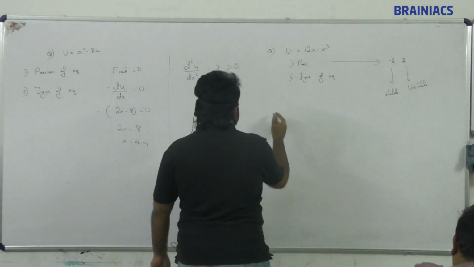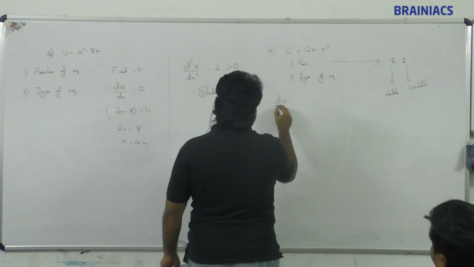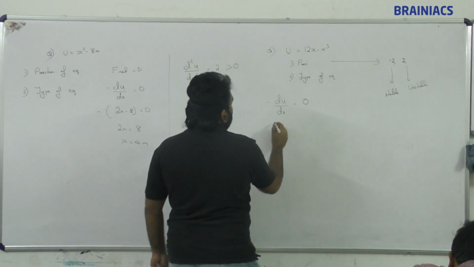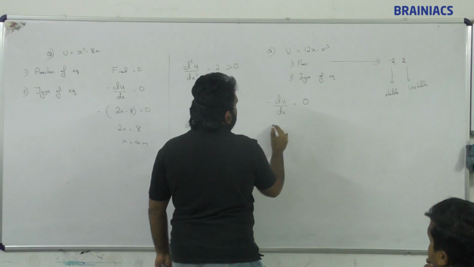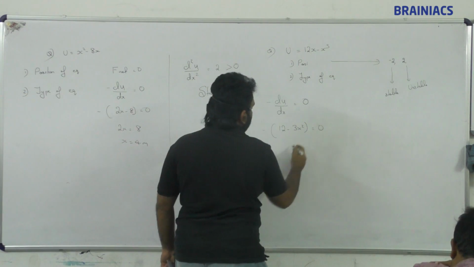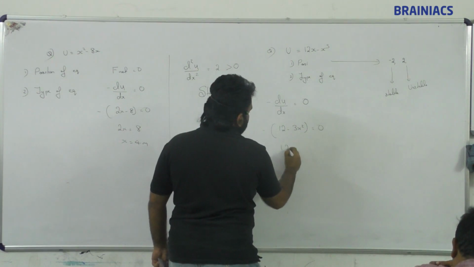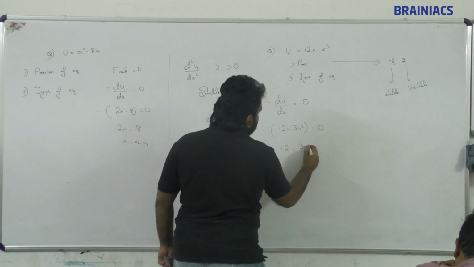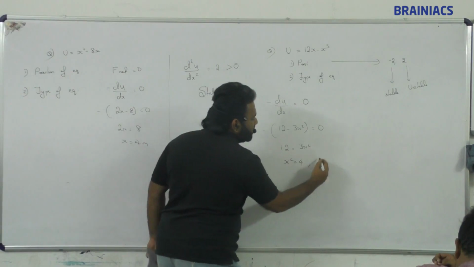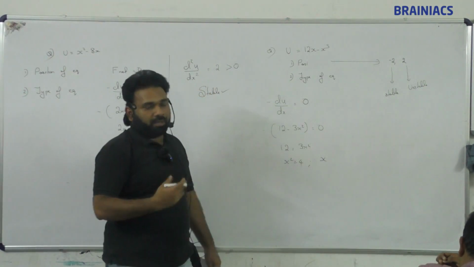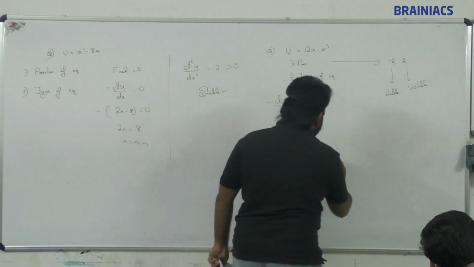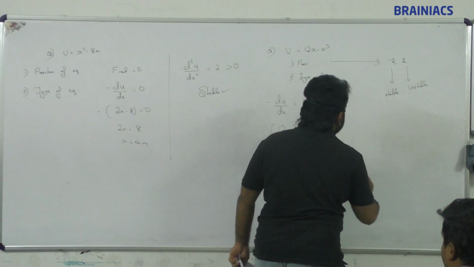Okay, let us verify. So minus du by dx is equal to what? 0. So differentiate this, we will be getting 12 minus 3x square is equal to 0. So this is going to be 12 is equal to 3x square, x square is equal to 4. So when we take x, minus 2 into minus 2 is also 4, 2 into 2 is also 4. So we must take two positions, minus 2 and 2.